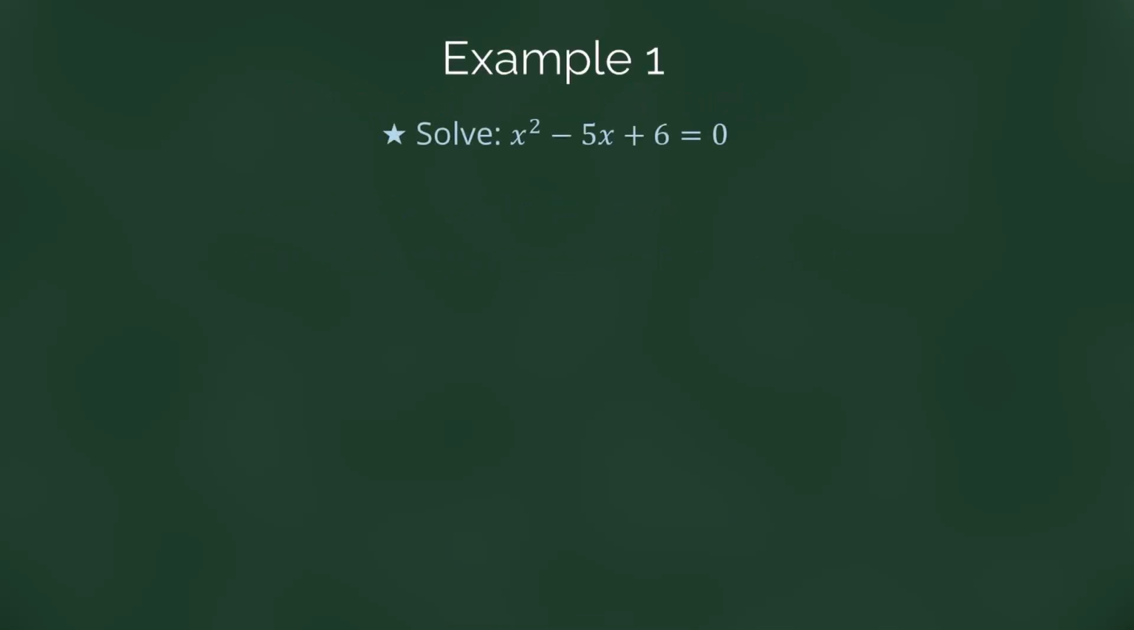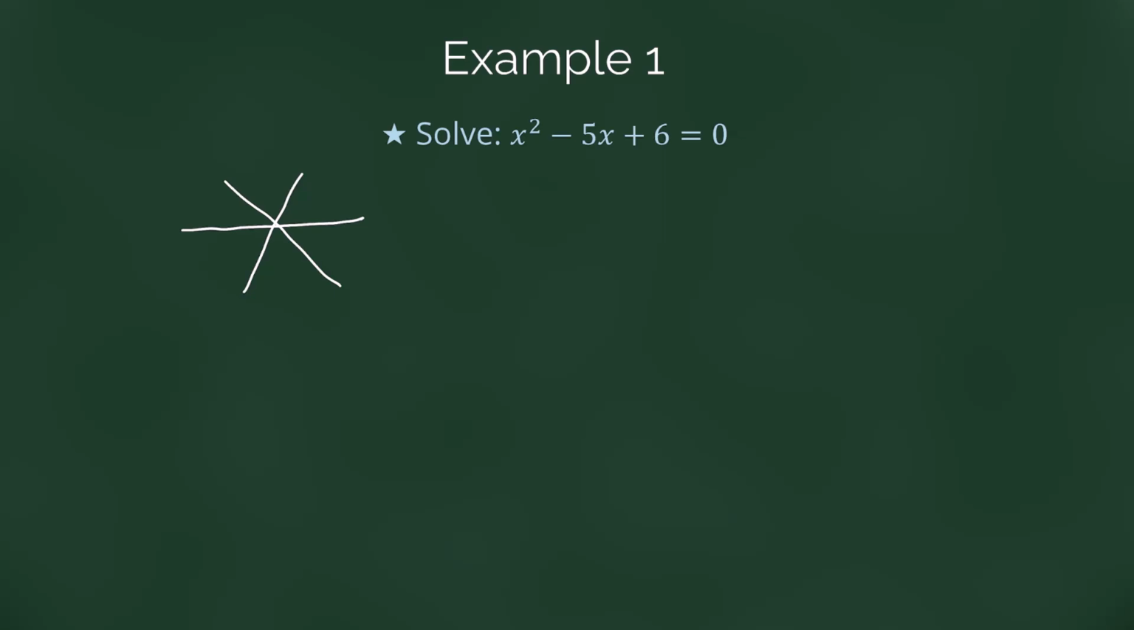Let's take a look at an example to see how factoring and the zero product property will help us solve quadratics. So here we have the equation x squared minus 5x plus 6 equals 0. It is already in our standard form. So we're going to factor it. We'll use our asterisk method that we've seen previously. If you're unfamiliar with that, go ahead and watch that video.